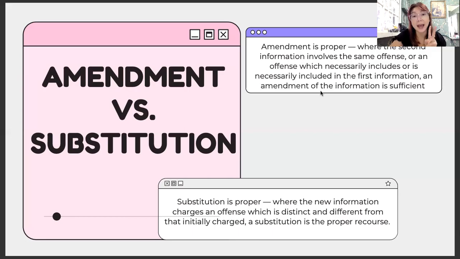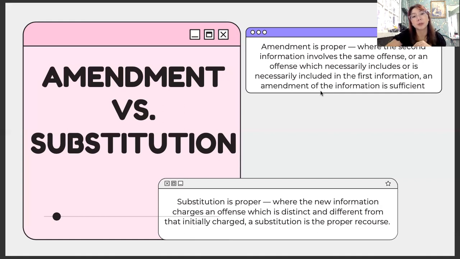How about amendment after the plea? So we have formal amendments pa rin and substantial amendments. For formal amendments, it is allowed after the plea, but only if leave of court is secured and the amendment does not cause prejudice to the rights of the accused. And substantial amendment is not allowed anymore after the plea.